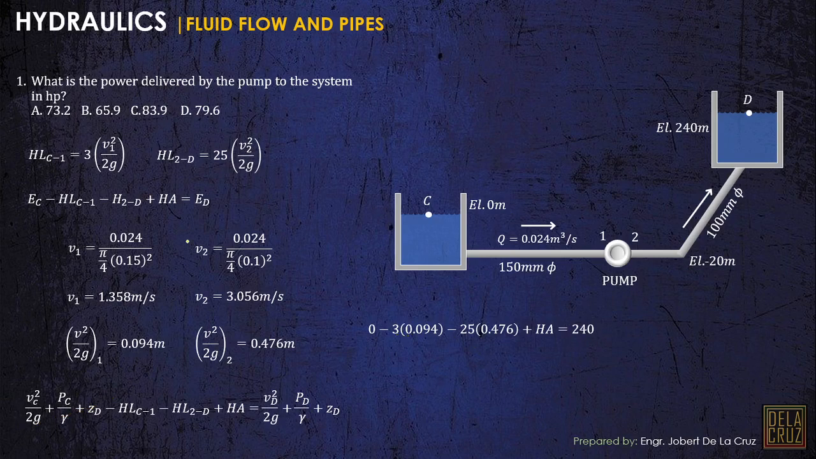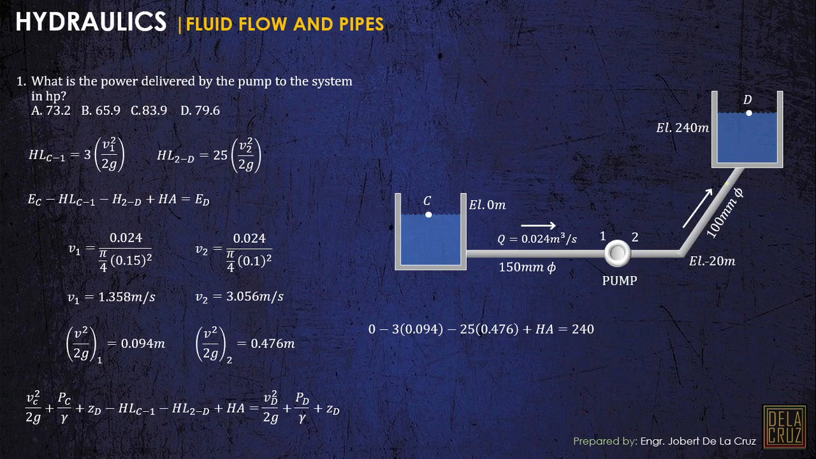Minus the head loss from point C to 1, that is 3 times the velocity head of this pipe. That means that is 3 times 0.094. This is the velocity head in this pipe. Take note that this is not the velocity head at point C. This is the velocity head on this suction line. Iba yung velocity head dito. Dito wala tayong velocity head dyan because walang flow dyan. Okay? So that's why 3 times 0.094.